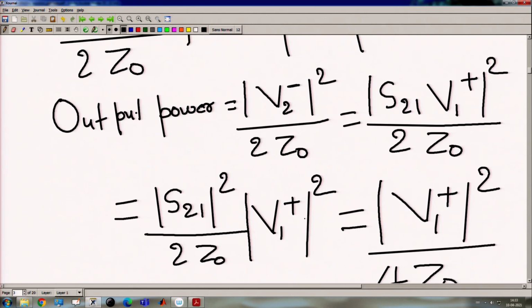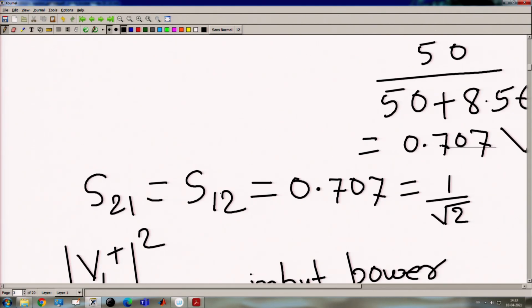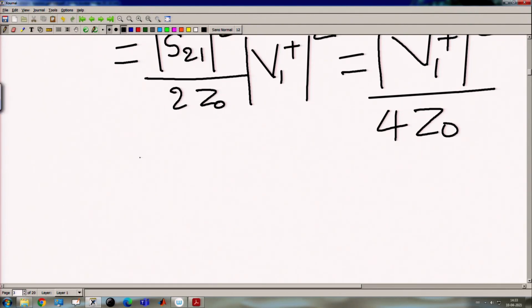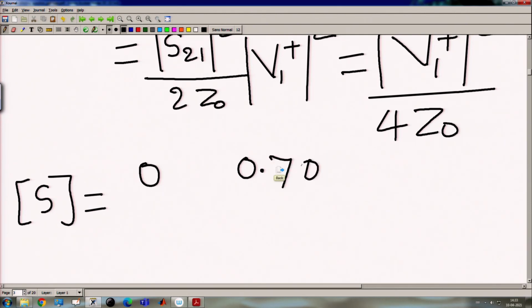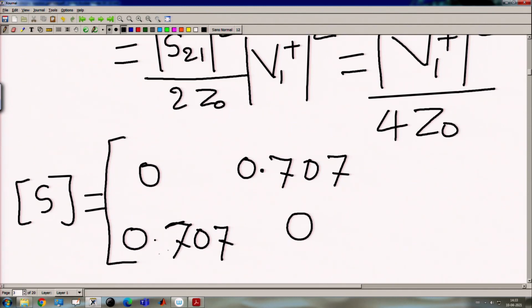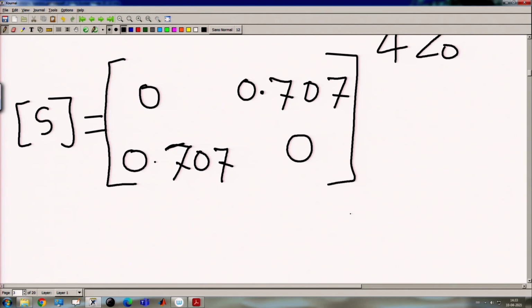So we got the solution for S11. Now S11 will be 0, and we can denote the S parameters like this matrix: S equals 0, 0.707, 0.707, 0. So this is the final S matrix coefficient, a 2 cross 2 matrix. Now we can go to the second problem.